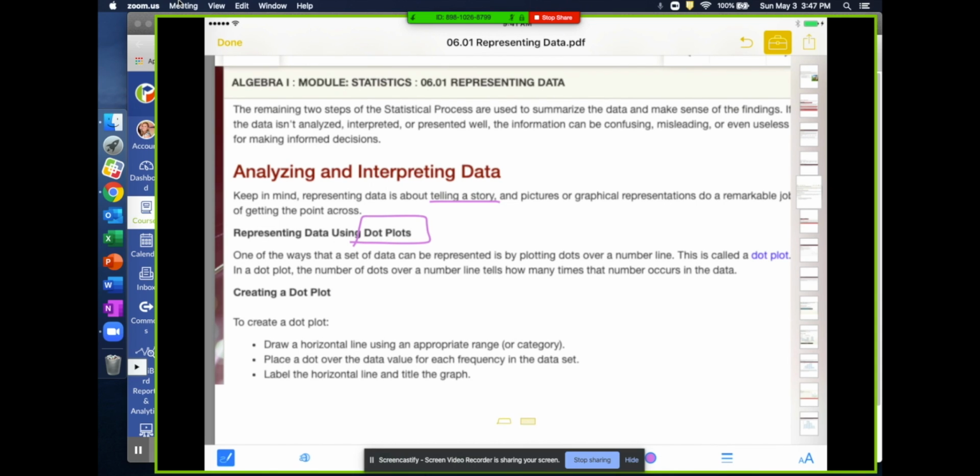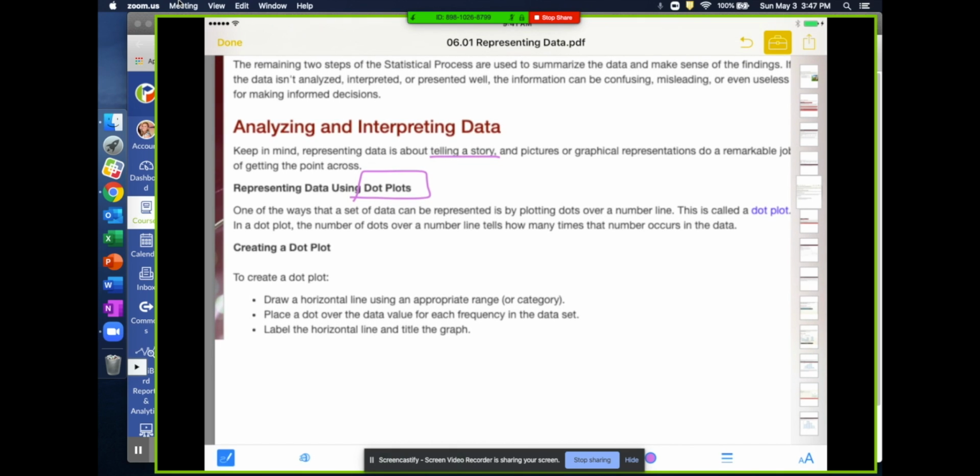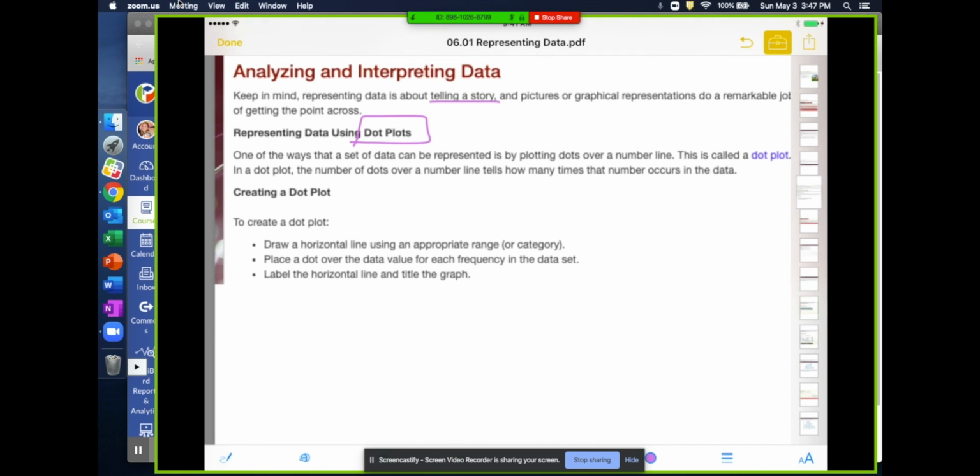One of those ways is a dot plot. So the dot plot is very much like a number line, and there's a couple of steps to creating a dot plot. So let's say, for example, we're just going to create a random dot plot. So we're going to make a horizontal line with an appropriate range. So I'm just going to make up numbers. I'm going to start at 0, and then I'm going to go to positive 20, positive 40, and then 60, and then I'm going to do the opposite on the other side. So negative 20, negative 40.